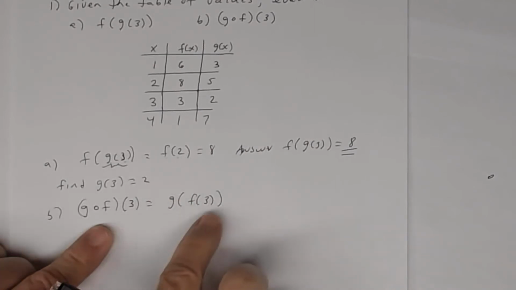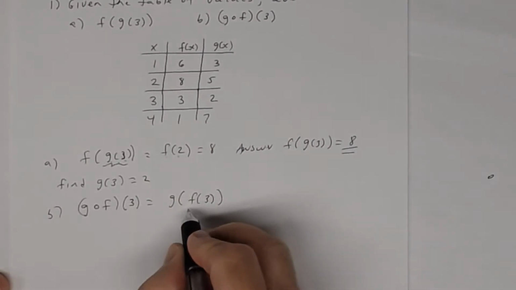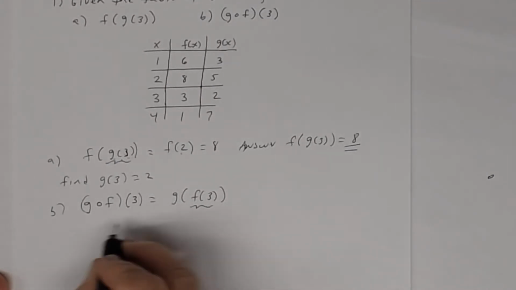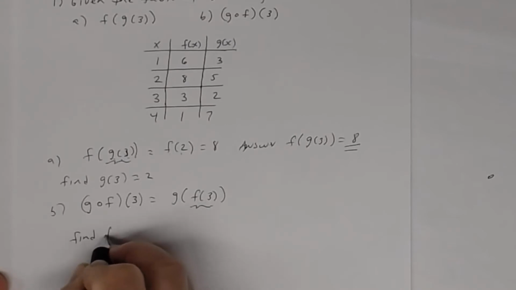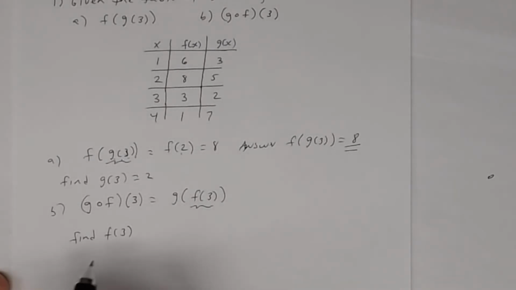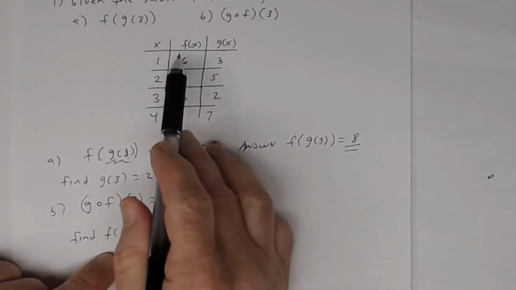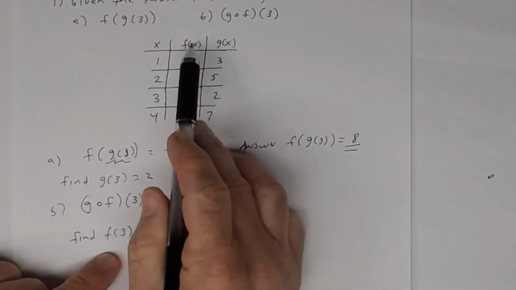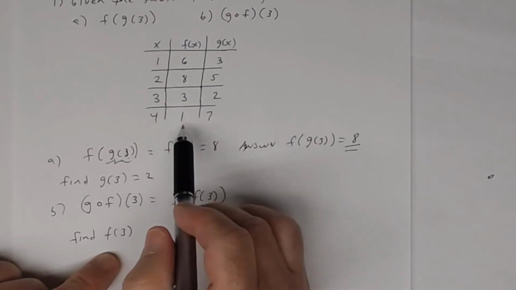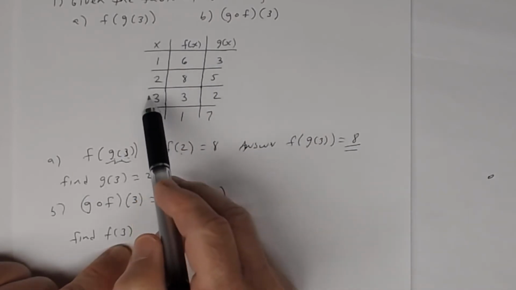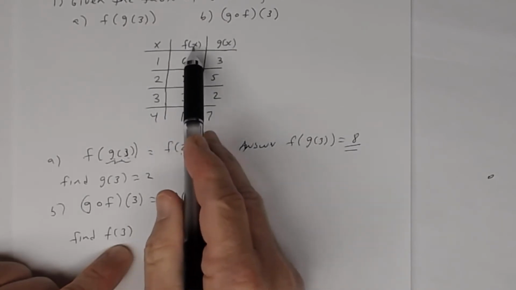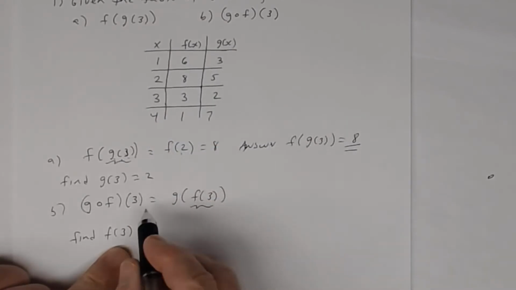So let's talk about what this is right here. First of all, I got to find the inside value. So I got to find f of 3 first. Let's go to our table. Remember, I got to go to my function f. Here's your function f right here. These are the values of your function f. Now, you're asked when x is 3, so you got to find x is 3. When x is 3, f of 3 is 3. So this equals 3.